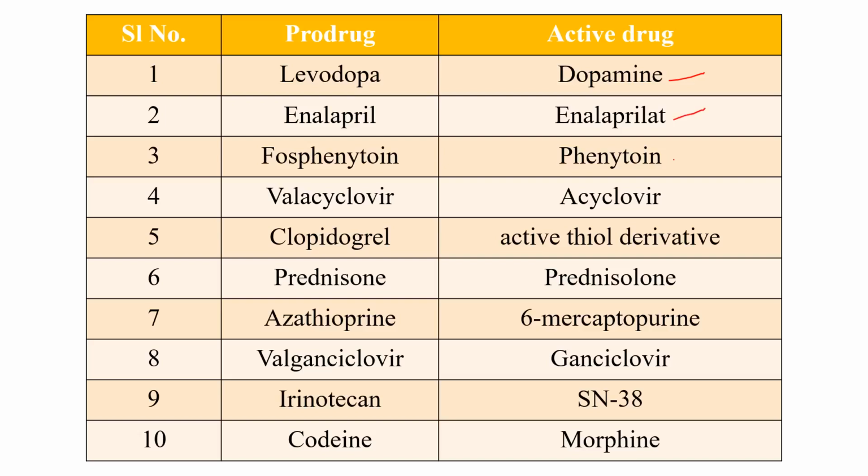Phenytoin is converted to phenytoin. Valacyclovir is converted to acyclovir. Clopidogrel is converted to an active thiol derivative. Right. Now, prednisone is converted to prednisolone. Azathioprine is converted to 6-mercaptopurine or 6-MP. Valganciclovir is converted to ganciclovir. Irinotecan is converted to SN-38. Codeine is converted to morphine. Right. These are some of the commonly asked prodrugs and their active forms.